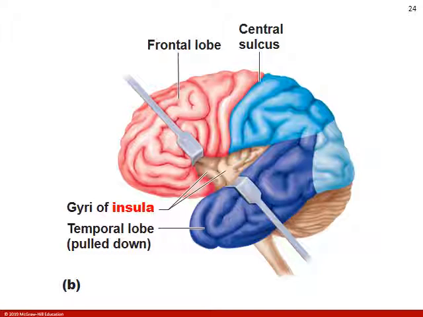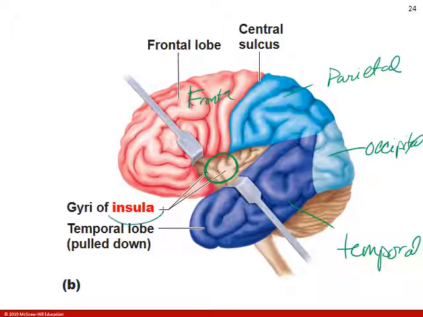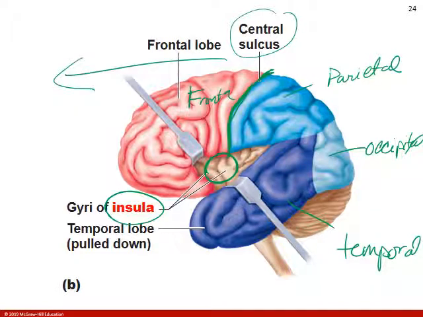I really like this image from another book because it shows you everything colored. So here is the frontal lobe, here is the parietal, here's the occipital, here's the temporal. And then if we pull back the frontal and the temporal, we can see the insula. I think you should also notice here's that central sulcus again, right? There's the division line. Do you see how everything anterior to the central sulcus is going to be motor control? And that's what we just said about the frontal lobe, right?